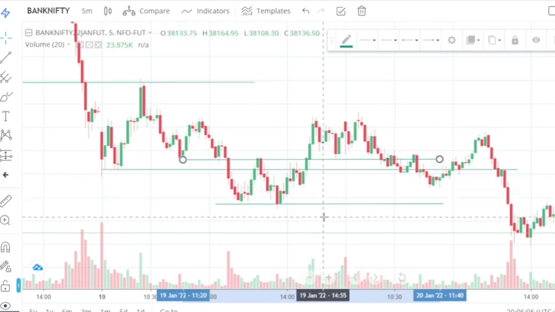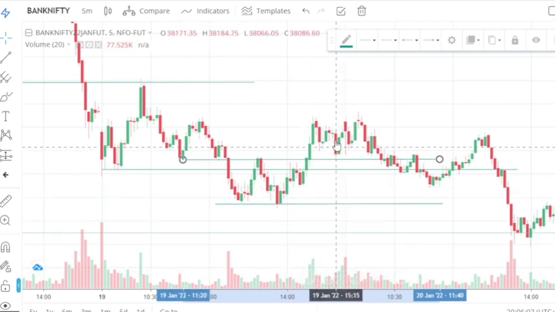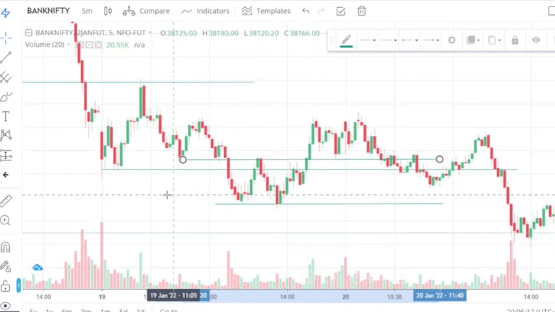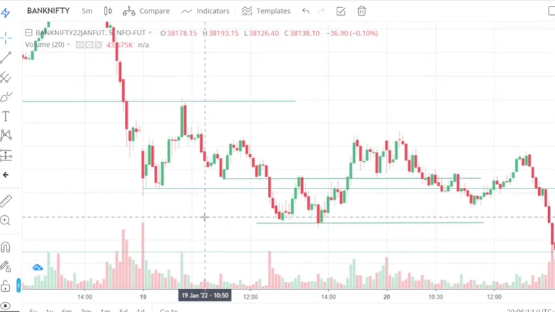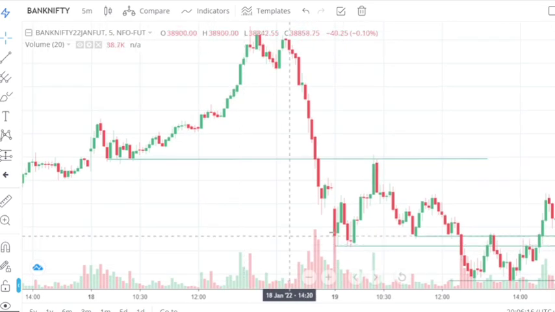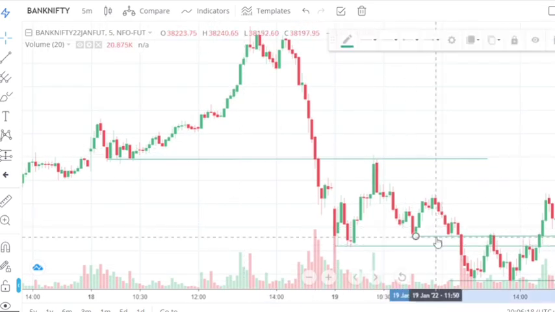We do not have to trade on every volume candle. We have to enter here, then again enter here. There are very few chances of a stop loss hit in this case. So now we're moving to another day, one day before, the 18th.